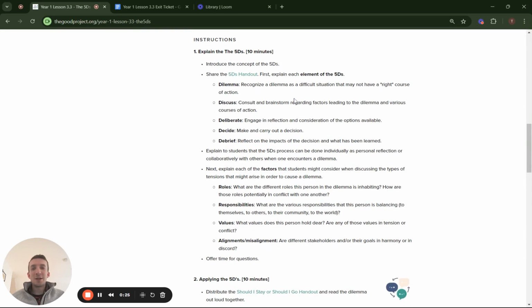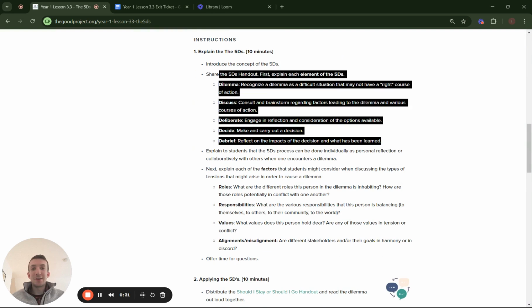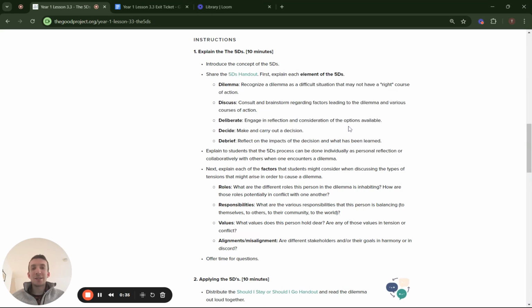The 5Ds framework is a framework that's developed by the Good Project about how to navigate a dilemma scenario. And so here are the steps. First is to recognize a dilemma according to the definition of a dilemma we offered in lesson 3.1. Second, to discuss, so looking at the factors that are leading to the dilemma, maybe discussing with others.